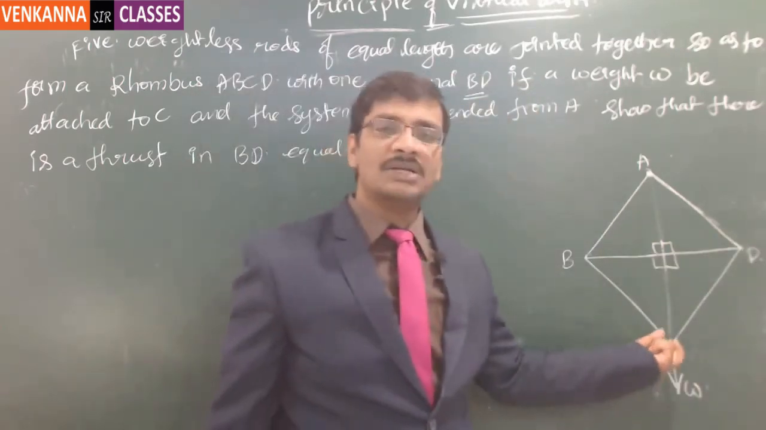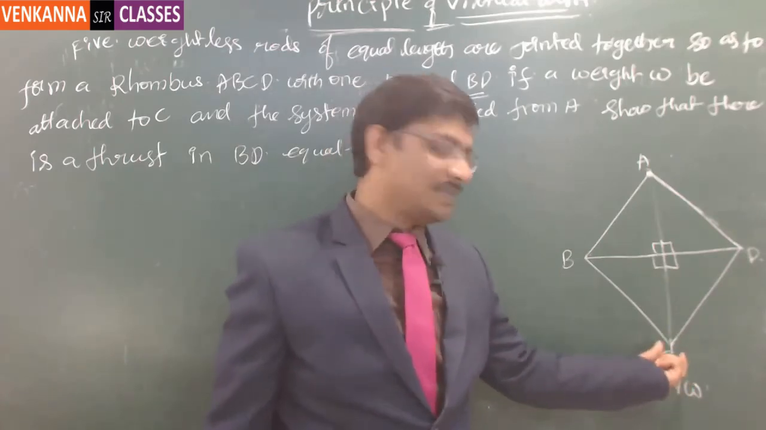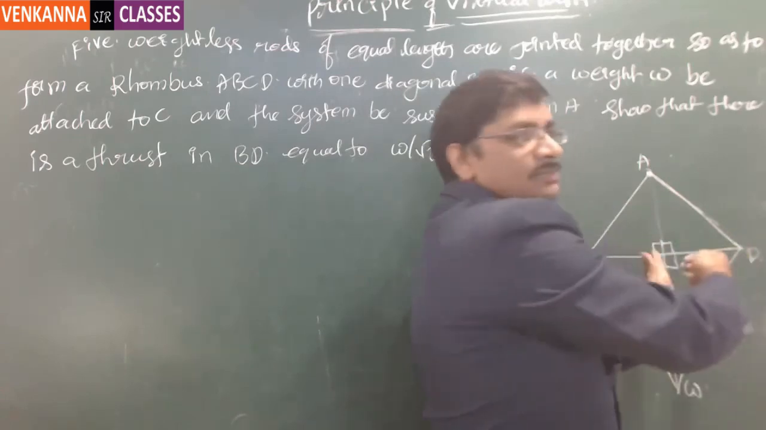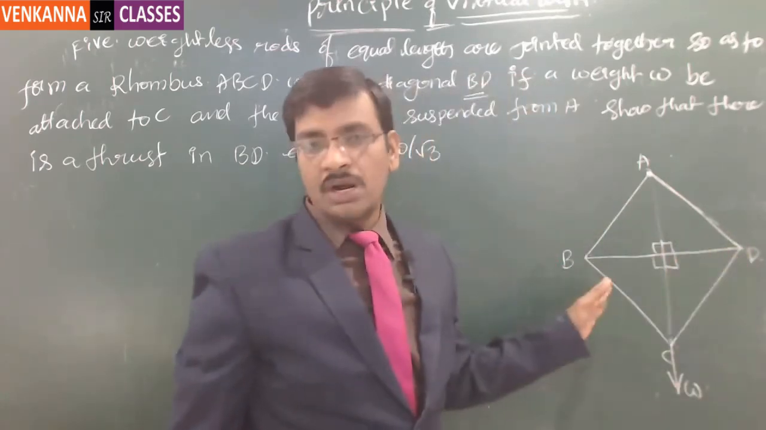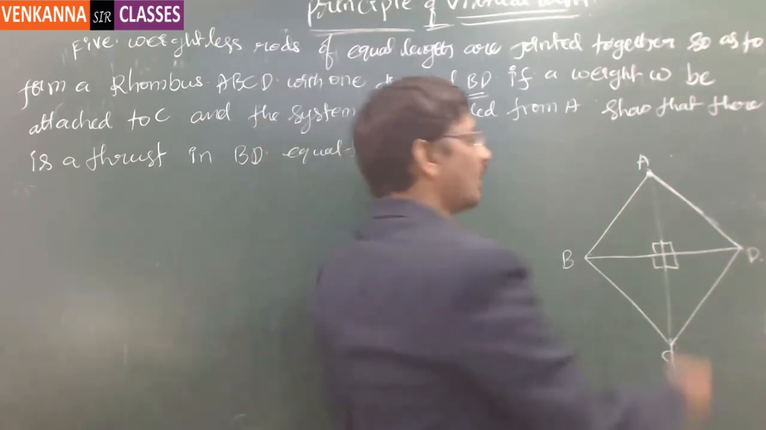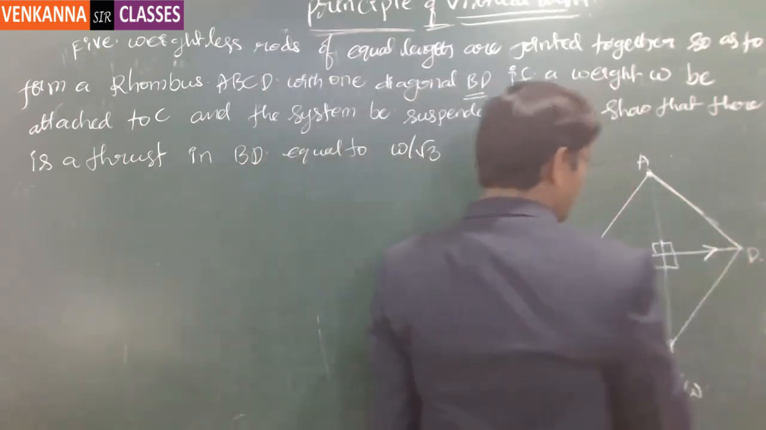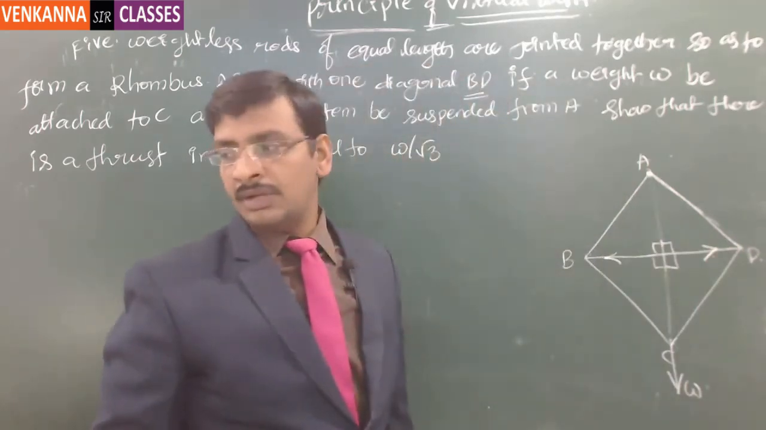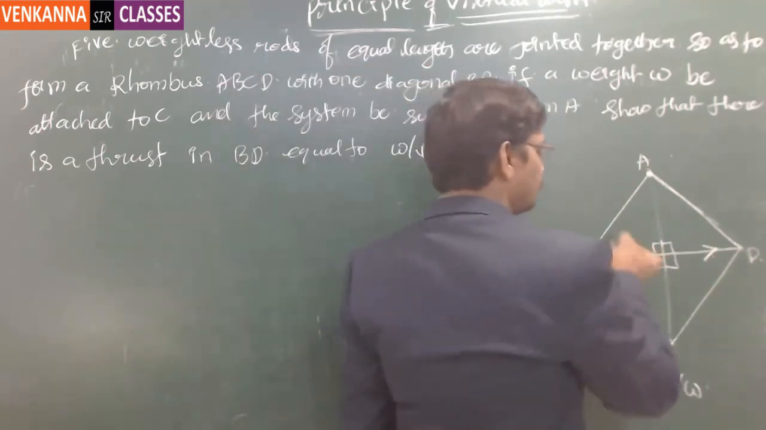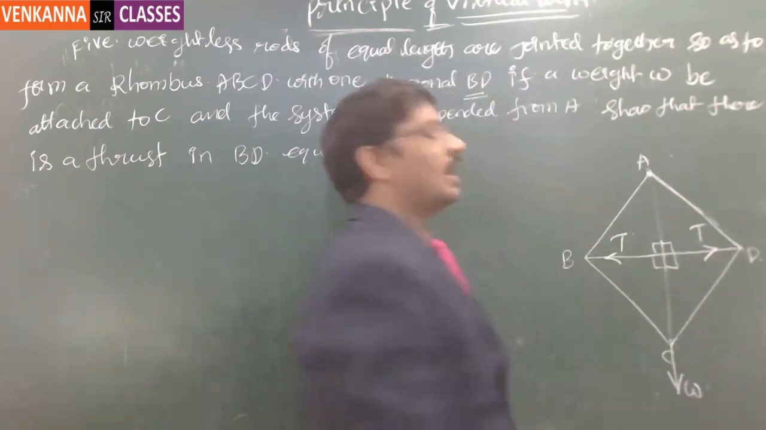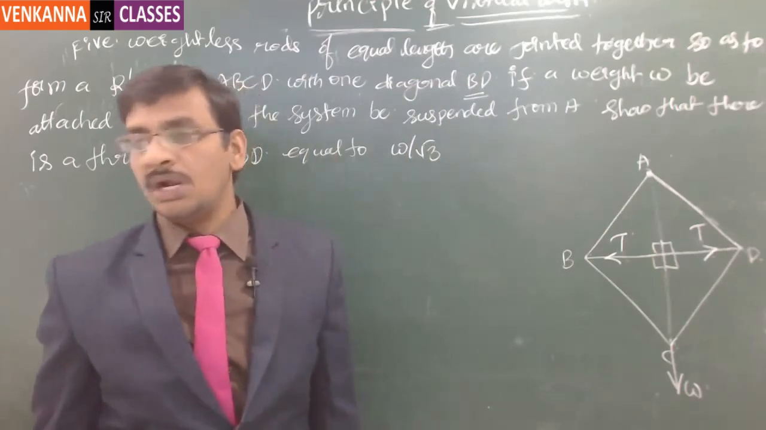Obviously, the weight attached to this particular point C will try to push this rod like this. If it is trying to push the rod, there will be a counter force developed, right? So that counter force is nothing but this directional force. And this is what we call the thrust. And this thrust value, so this is T, he asked us to prove that it should be equal to W by root 3.